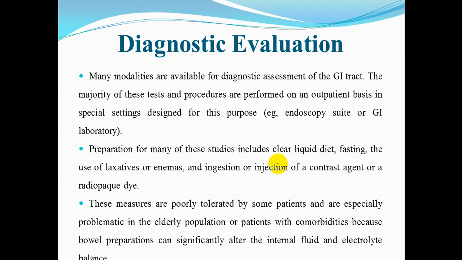حقيقة هذي الmeasures تكون poorly tolerated علما للold age، قد يكون عندهم problem مشاكل بالheart or بالrenal، فقد تكون poorly tolerated or patient with comorbidities because bowel preparation can significantly alter the internal fluid and electrolyte balance. راح تأثر على electrolyte balance for old age وخاصة اللي عندهم problem.